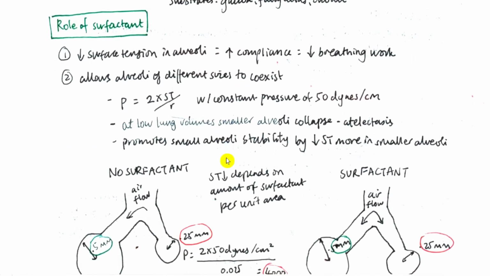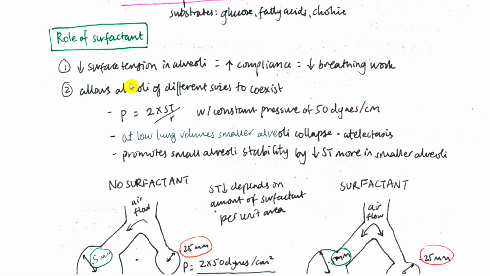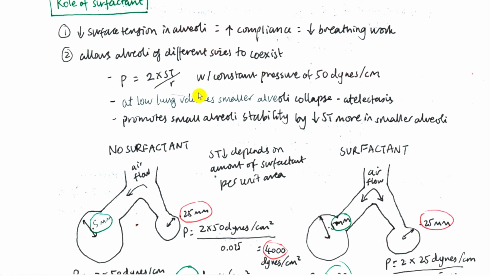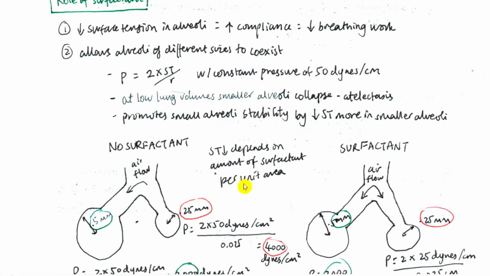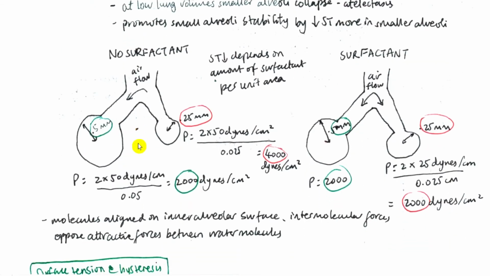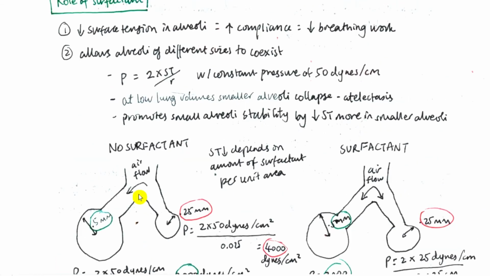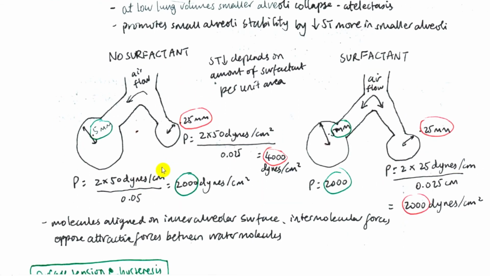What is the role of surfactant? As we know, it reduces the surface tension in the alveoli, which increases the compliance and decreases breathing work. And also, it allows alveoli of different sizes to exist. So Laplace's law again, if we've got a constant surface tension of 50 dynes per centimetre, then we can see here two alveoli with different sizes and no surfactant. So let's calculate the pressure in the larger alveolus. We've got pressure equals 2 times the surface tension of 50 dynes per centimetre over the radius equals 2000.